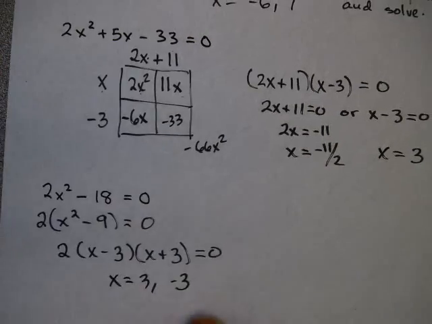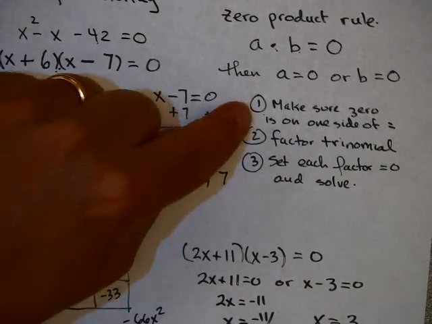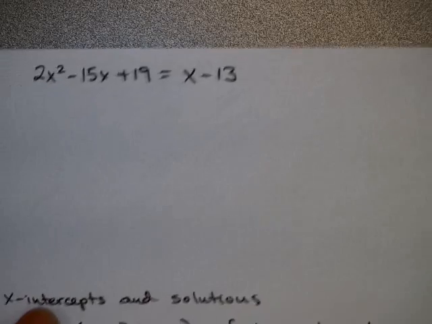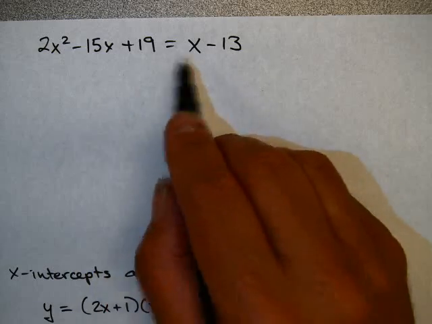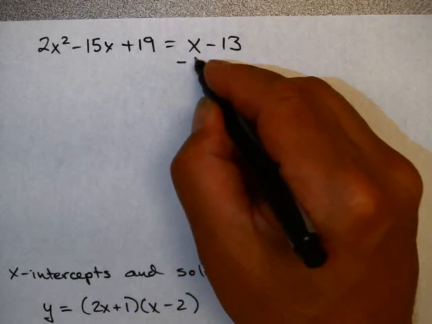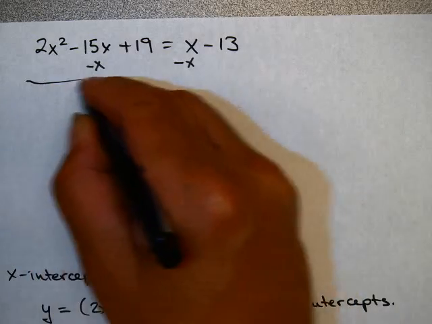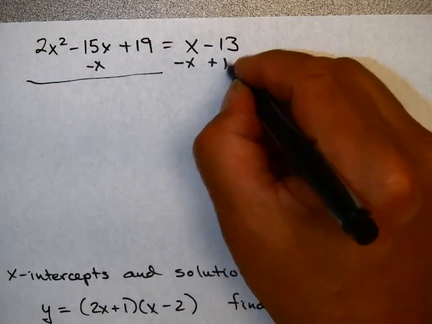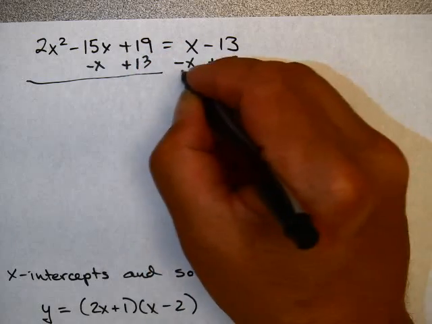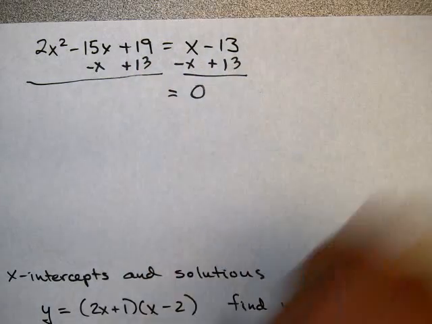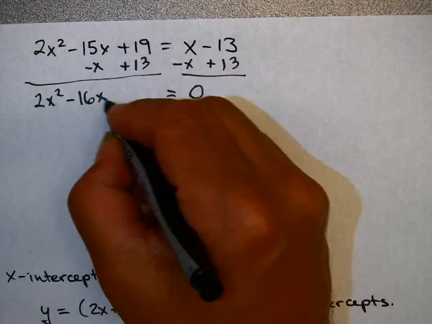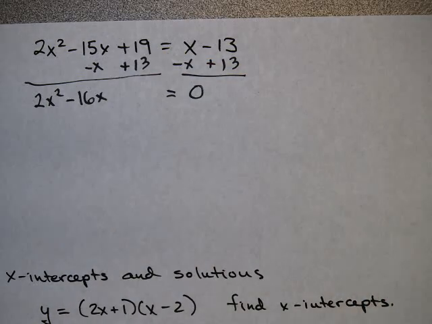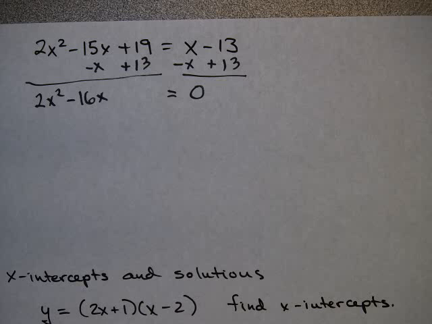Now remember, that first rule is to make sure you have 0 on one side of the equation. That comes up in this problem. It's very tempting to just start by factoring this. Don't do it. Make sure you have a 0 on one side of the equation. So I'm going to subtract x here, and I'm going to add 13. If I do that, I get 0 on the right-hand side of the equation, and I get 2x squared minus 16x. 19 and 13. What is 19 and 13? 19 plus 13 is going to give you 32.